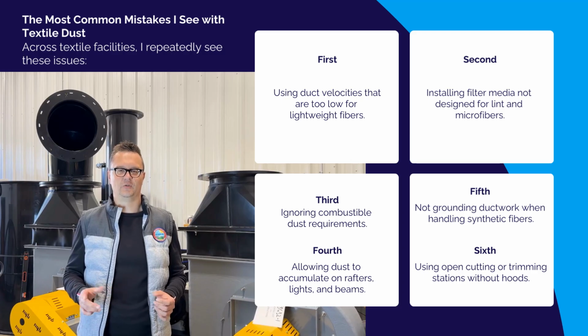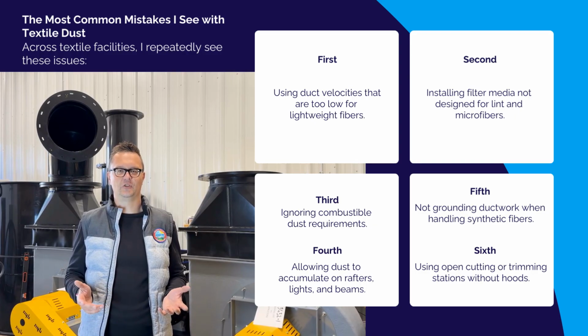allowing dust to accumulate on rafters, lights, and beams. Fifth, not grounding ductwork when handling synthetic fibers. Sixth, using open cutting or trimming stations without hoods. These mistakes reduce efficiency and significantly increase fire hazards.